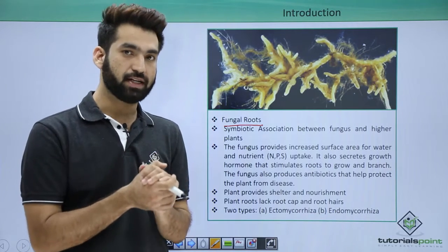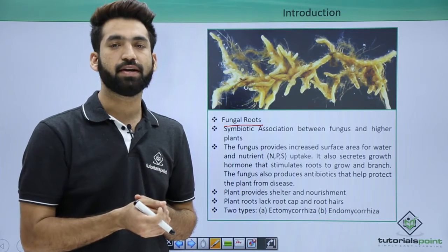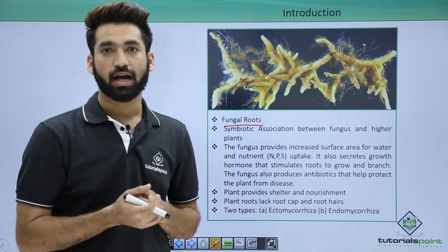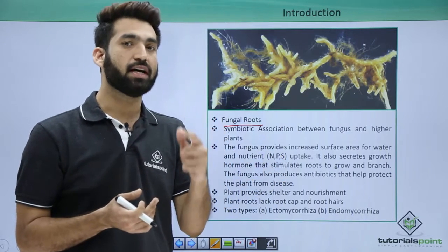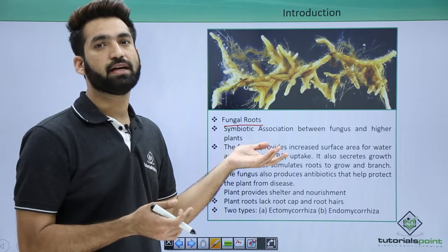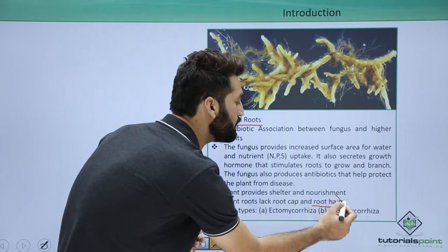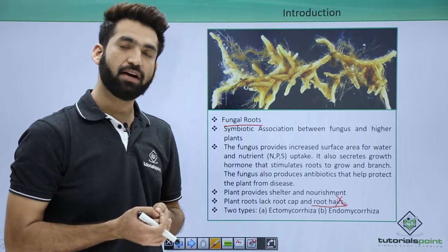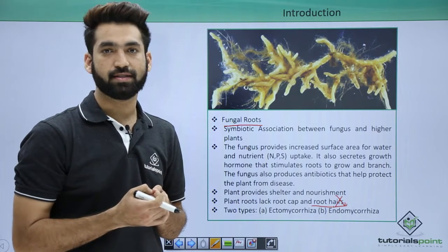When fungus is present like a woolly growth over the surface of the roots of the plant, the fungus is actually absorbing water and nutrients from the soil. So the work which was done by root hairs will be done by the fungus here. Such plants won't have root hairs. The root hairs are not present in plants that show mycorrhiza association. Apart from that, the fungus is also saving the plant from various diseases.